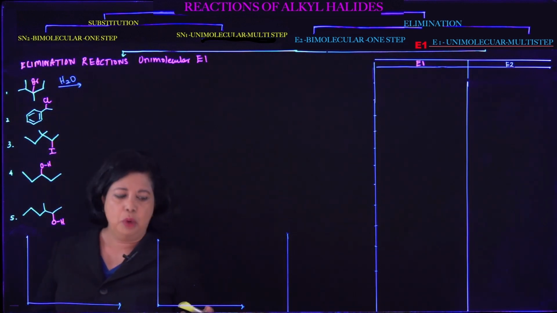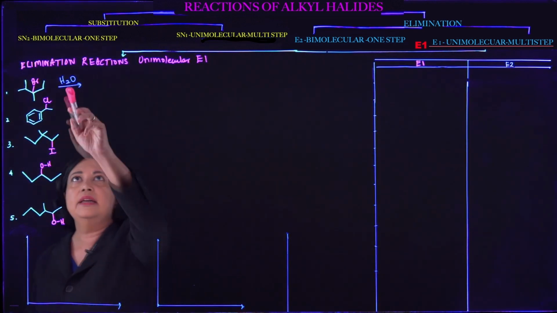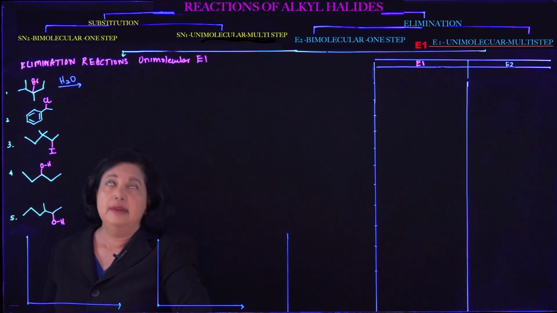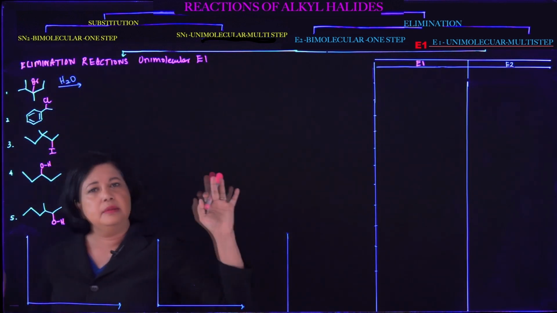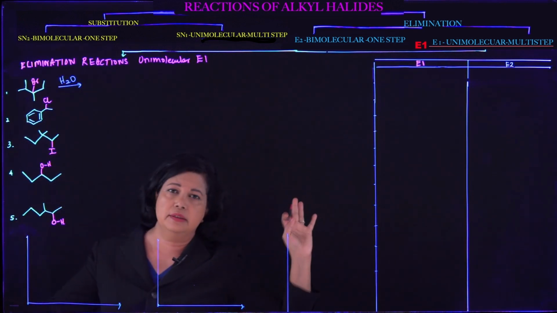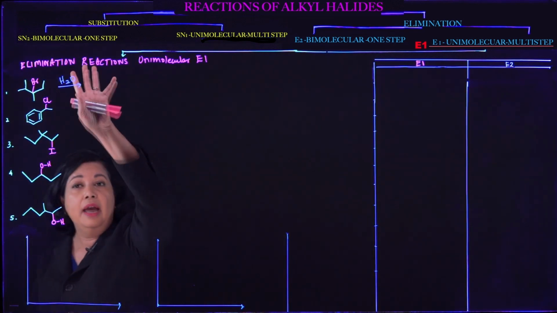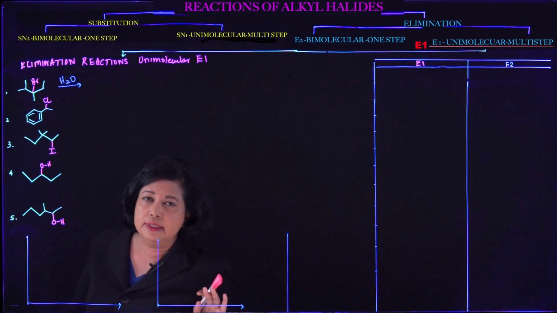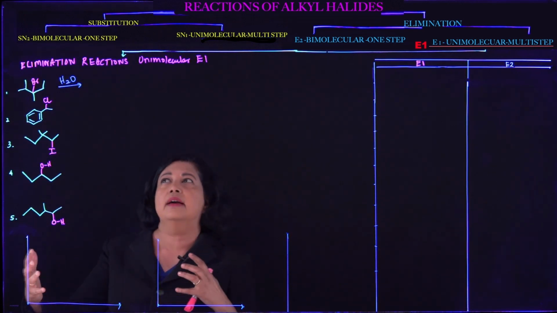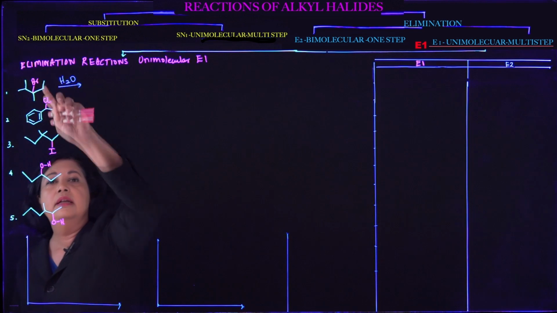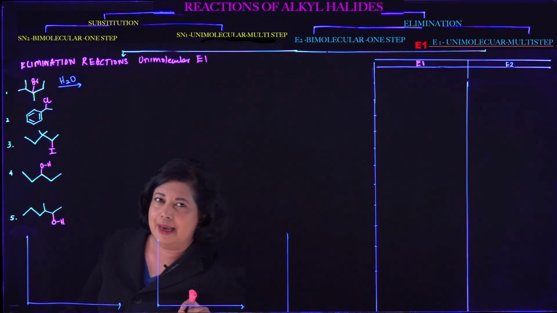Why? Let's see why. Let's take this and mix it up with some water. Let's say you have this in a bottle. It's going to stay in the bottle. It's not going to ionize and go anywhere. But the minute you put in an ionizing or very high dielectric constant solvent, which can ionize polar bonds, that's when things start to happen.